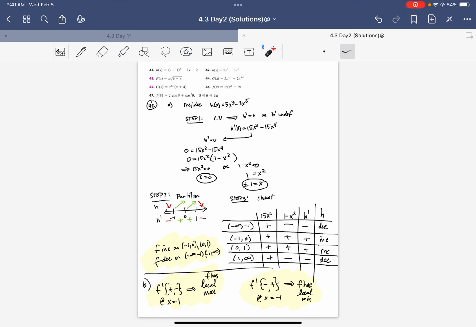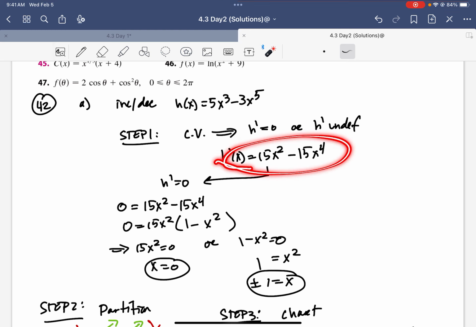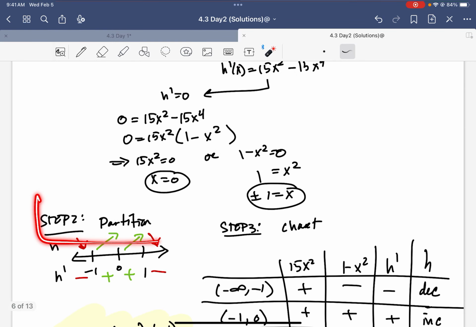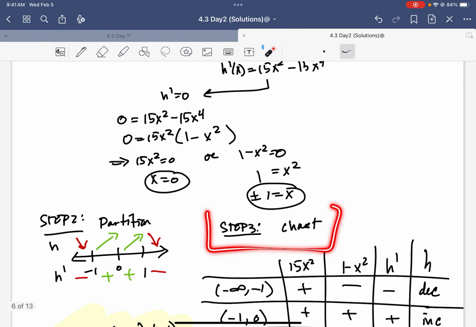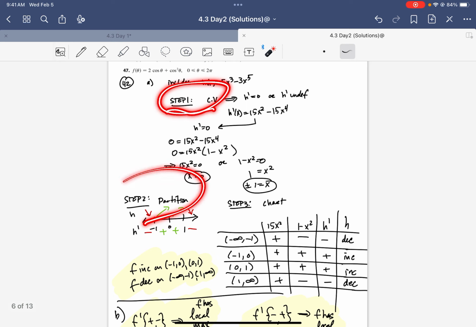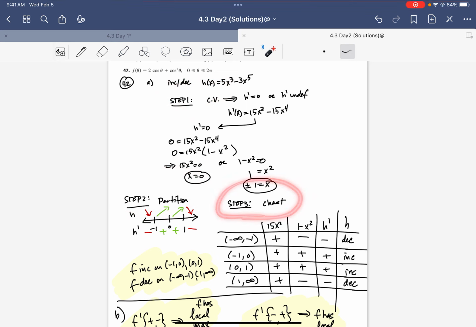Then, again, this is just more of those partition and chart type questions. If I give you this original function and you take its derivative, that would be an increasing, decreasing conversation. So step 1 is critical values, step 2 is partition, and step 3 is chart. I cannot tell you enough, just because you know that step 1 is critical values, step 2 is partition, step 3 is chart, that doesn't mean you're ready to go.